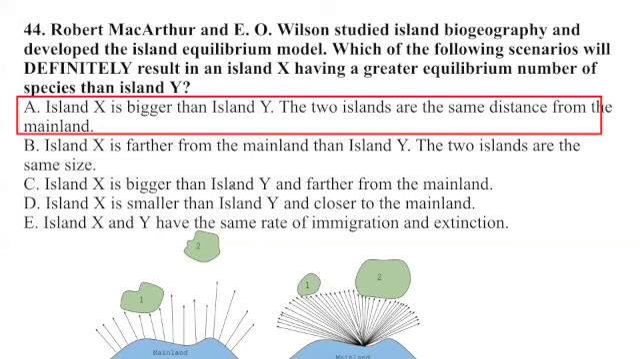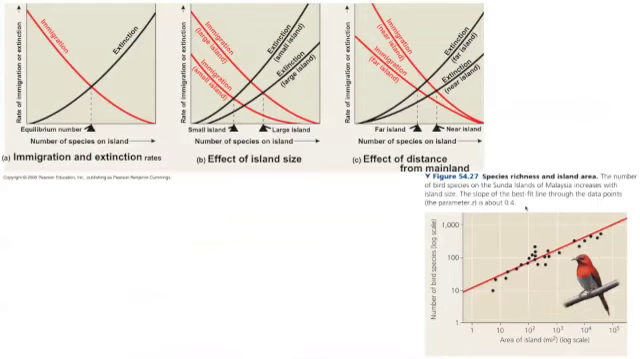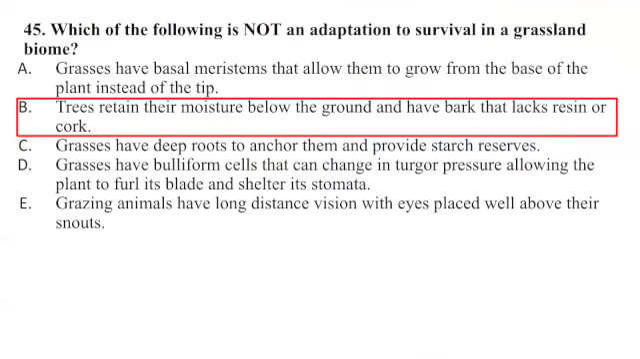C, island X is bigger than island Y and farther from the mainland. We need it to be closer. We need it to be bigger and closer. And so D or E, neither of those have that option either. So A is our correct answer here. And if you need to brush up on this, it's chapter 54, and this may look familiar to you, hopefully. 45, almost there.